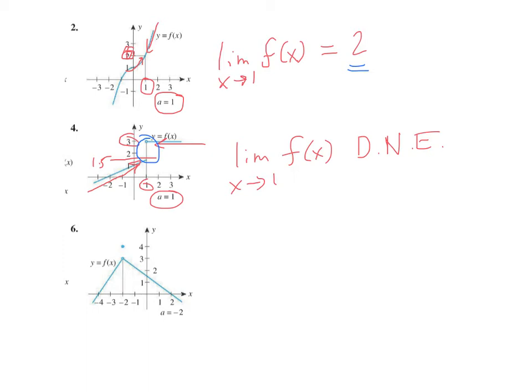I'm going to approach a, which is -2, from the left-hand side toward the right and see where that y value is heading. Looks like it's heading toward 3. I approach from the right toward the left, and I'm also heading toward 3. Right, there's my y value. So as it turns out, this limit does exist.